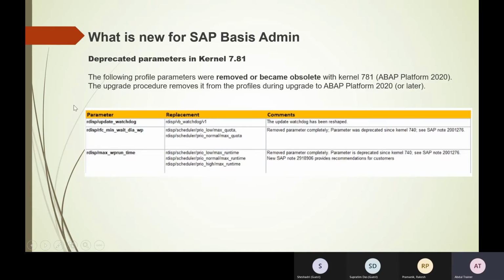All these parameters depend upon your kernel. Whether a parameter is replaced, obsolete or deleted, it does not depend upon your S4HANA version; it always depends upon your kernel version. The kernel always brings new parameters. When the kernel is changed, some of the parameters might be replaced, removed or become obsolete.